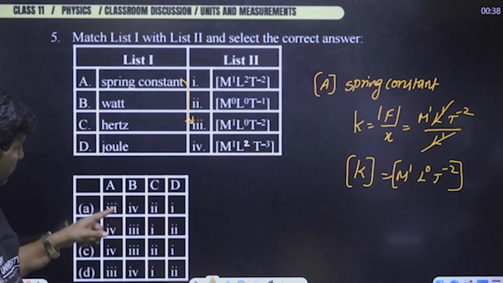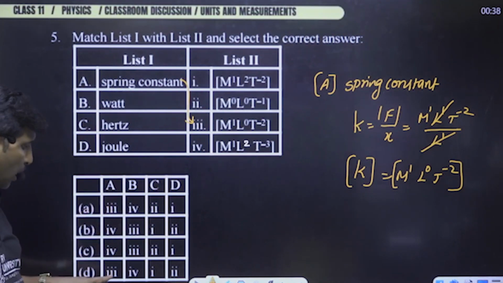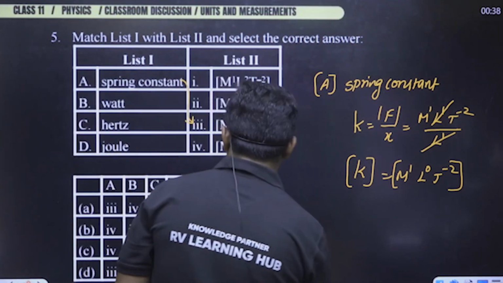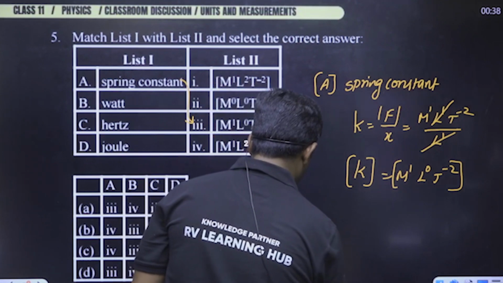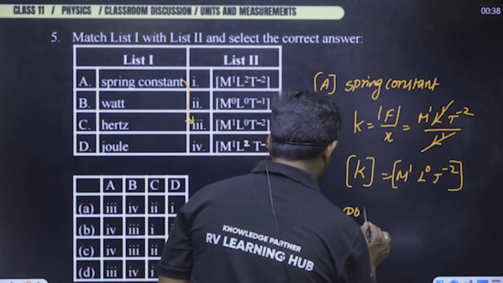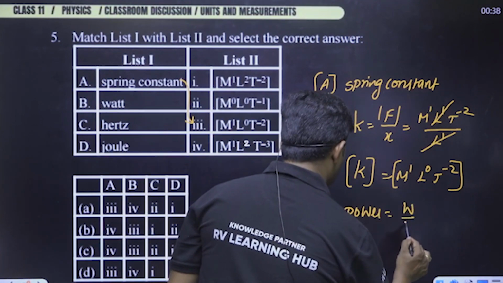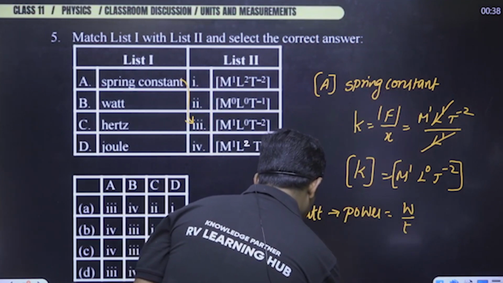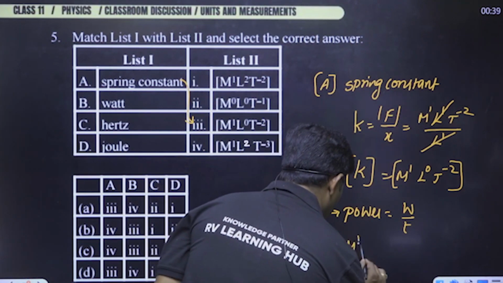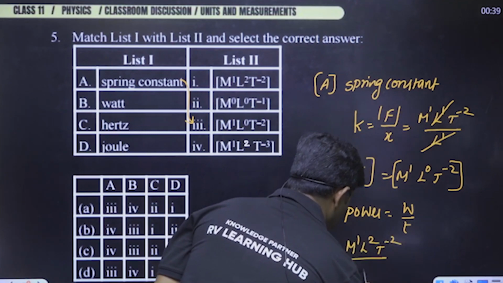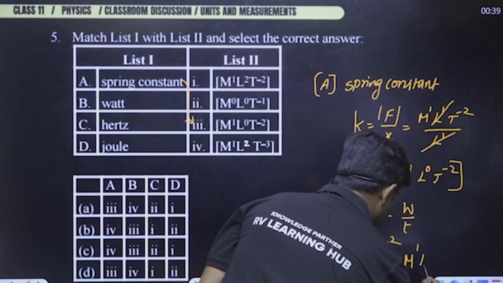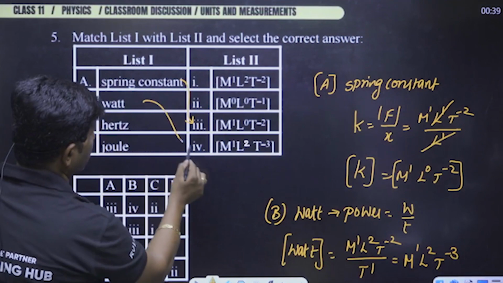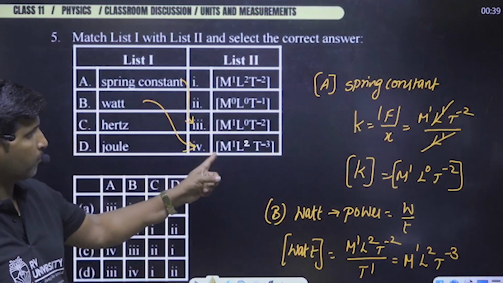A is matching 3 means we are having two options, option E and option D. So we should go for the second quantity. What is the second quantity here? It is watt. Watt is nothing but power. Power is nothing but work by time. So simplify here. What is the dimension of this watt? Dimension of watt is M power 1, L power 2, T power minus 2 divided by T power 1. If you do simplification, we will get L power 2, T power minus 3. Hence we can say watt is related to option 4, that is 4. Okay.